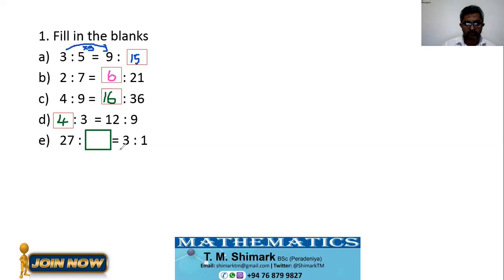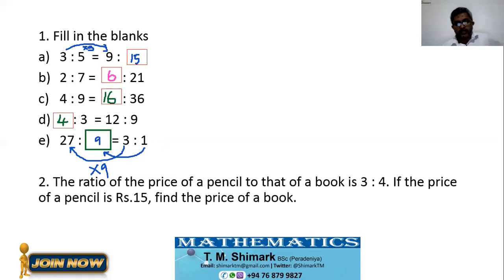So 27 becomes 3. 3 into 9 is 27. 3 multiplied by 9. So I'm going to multiply this also by 9, right? 9 is the answer. Yeah, 9 is the answer. We'll get to the next question.